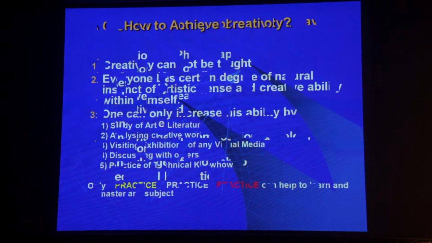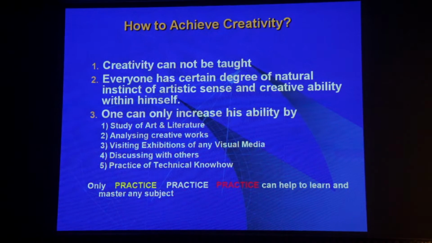Next. How to achieve creativity? Creativity cannot be taught. Everyone has a certain degree of natural instinct of artistic sense and creative ability within himself. One can only increase his ability by study of art literature, analysis of creative works, visiting exhibitions of any visual media, discussing with others, and practice of technical knowledge. Practice can help to learn and master any subject.